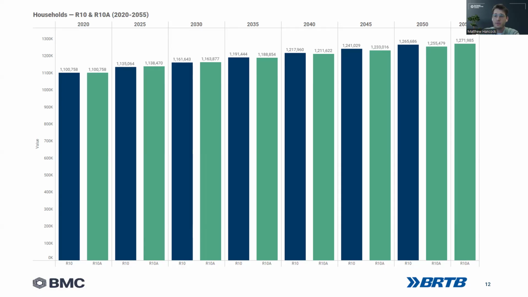For households, the difference between round 10 and round 10A was about 2,200 for that 2020 to 2030. That increases a little bit more to about 8,500 for that 2030 to 2040 round. And then round 10A outpaces round 10 whenever we move into 2040 to 2050. So you'll see that while in earlier years, round 10 was outpacing, round 10A catches up and actually forecasts a little bit stronger growth.